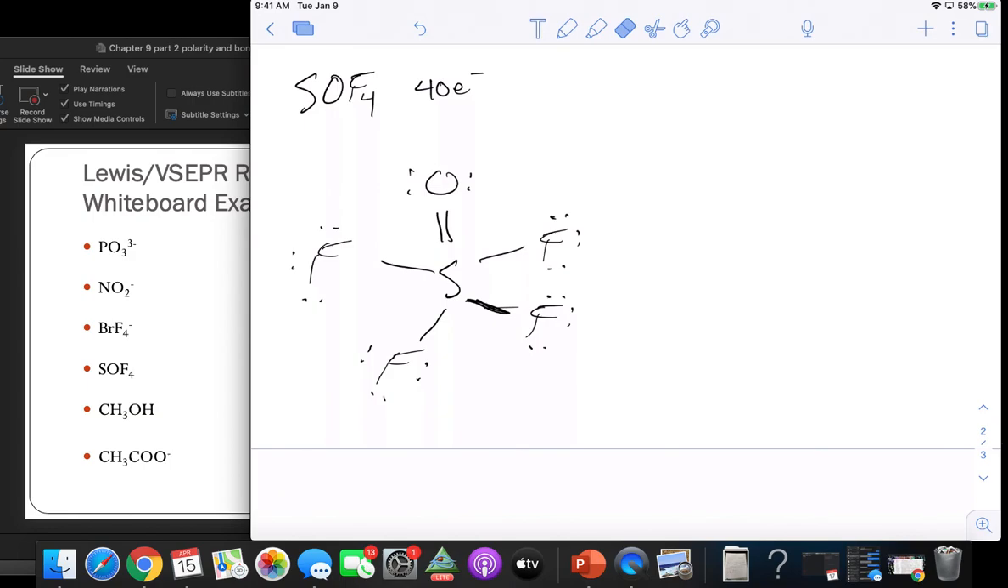Sulfur is totally fine expanding that octet. It already had an expanded octet. It's down in the 3rd row of the periodic table. That's fine. And so this would actually be our best structure, right? The double bond to the oxygen and then all single bonds to fluorines. And now for the next part of this, we can talk about geometries. So electron geometry.